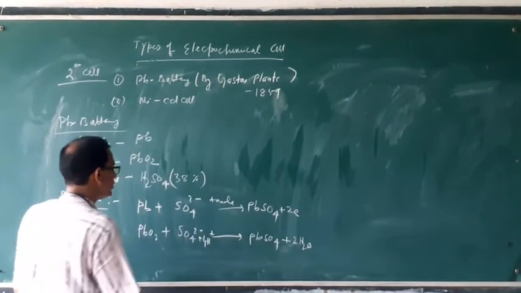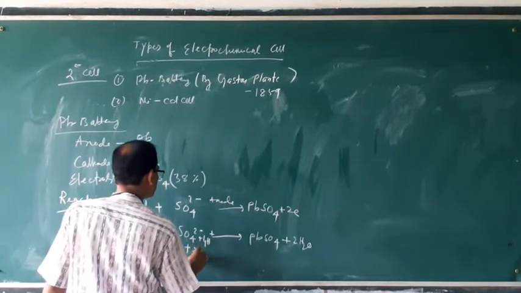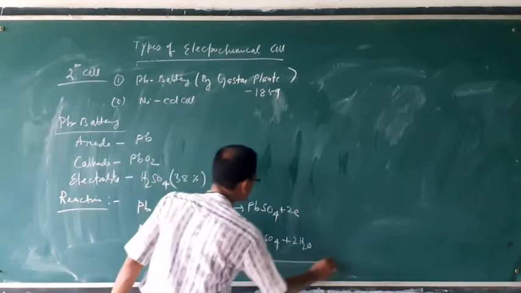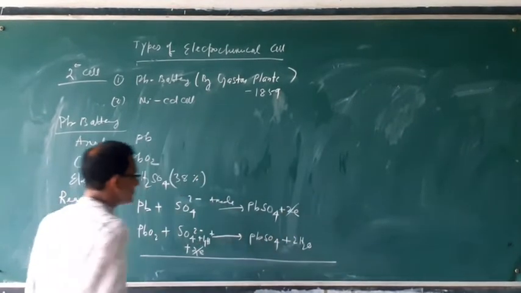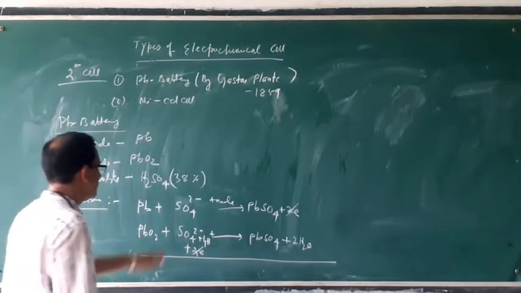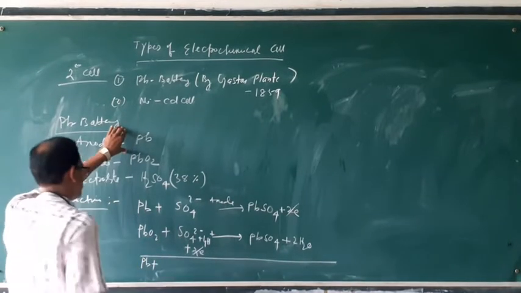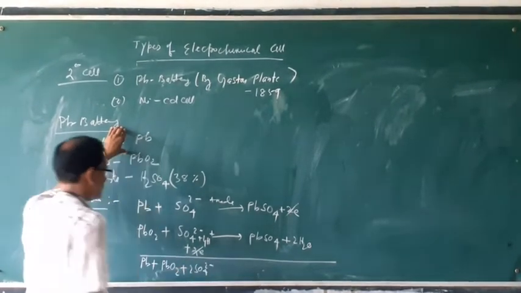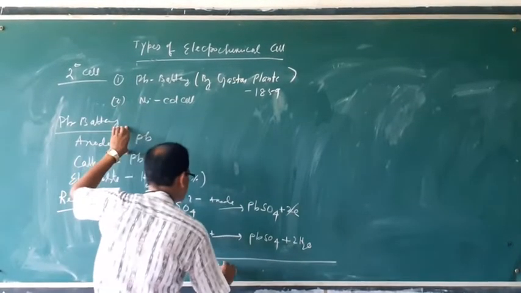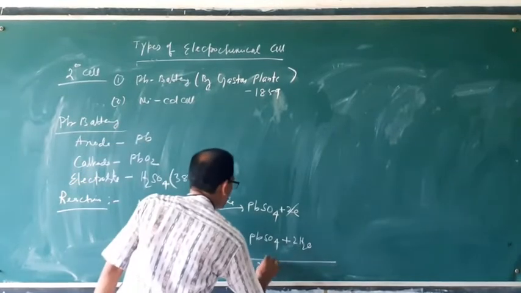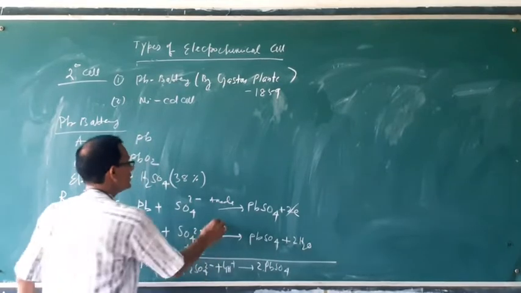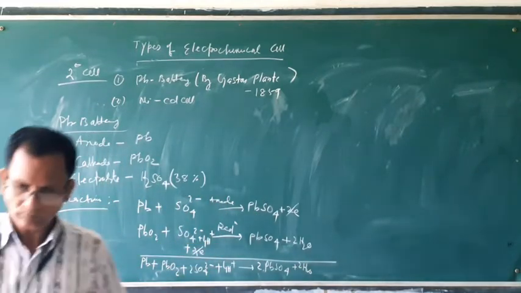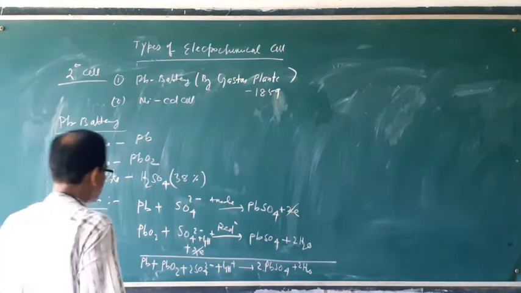As it has 4 hydrogen, you add 4H plus. So how many electrons will be used? Here 2 electrons to balance, because 2 minus 4 and 4H plus balance, right side no charge. So now you add these two equations, the 2 electrons cancel. And what is left in the reaction? Here Pb plus PbO2 plus 2 sulfate ion plus 4H plus converted to 2PbSO4, one in oxidation, another in reduction, plus 2H2O. So this is the final reaction of the cell.